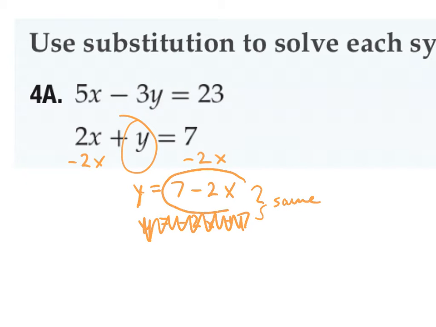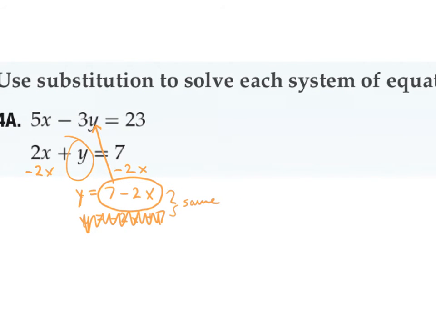We're going to take this and plug it in to our y in the other equation. So we're substituting it into our other equation. So now we have 5x minus 3 times, this is where we substitute that 7 minus 2x in, so 7 minus 2x is equal to 23. All we did was replace that y with 7 minus 2x.